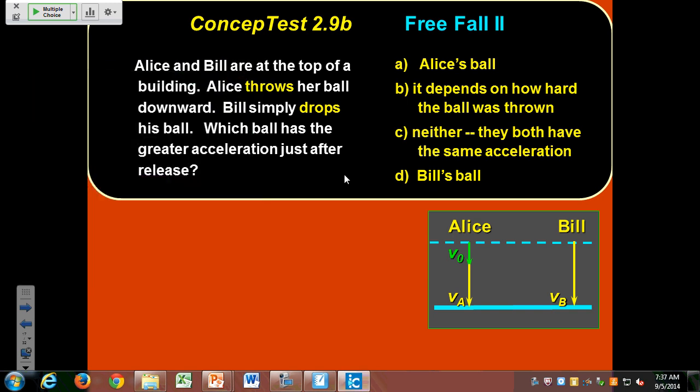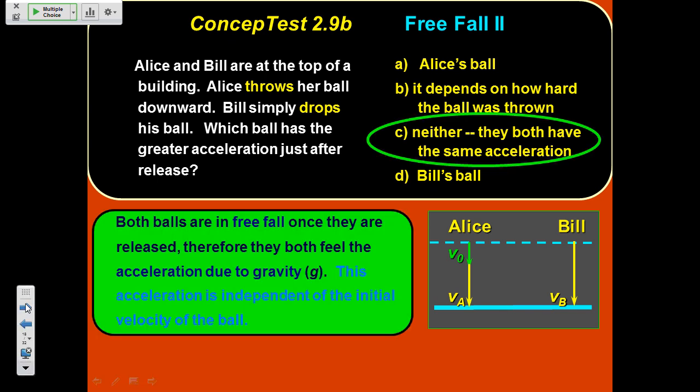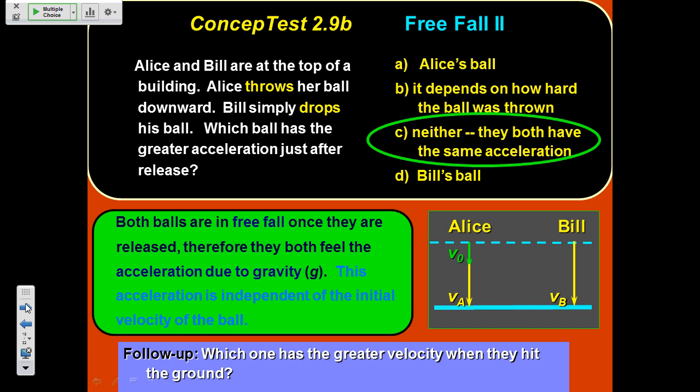After she throws her ball down, Alice, and Bill just drops his. Now, Alice's ball will have a greater velocity, but after they release the balls, they will have the same acceleration, right? So even though her ball is going faster, it's still accelerating at the same rate, at minus 10 meters per second per second. So they both have the same acceleration.